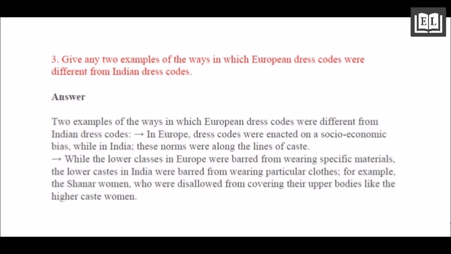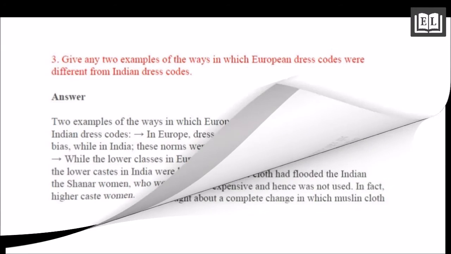For example, the Shanar women were disallowed from covering their upper bodies like the high caste women.